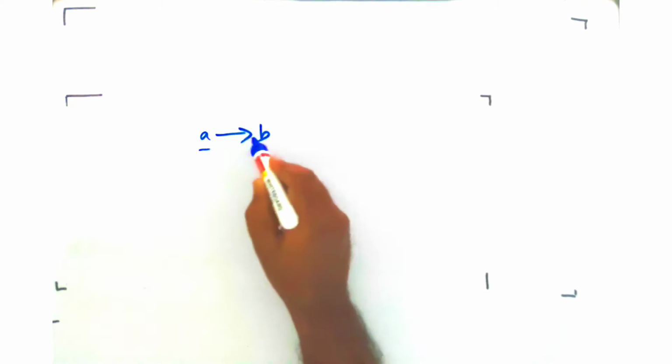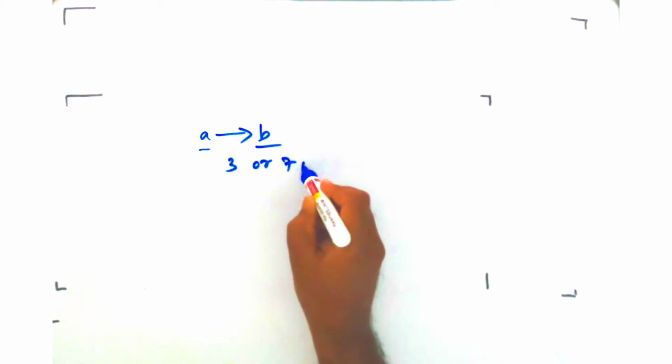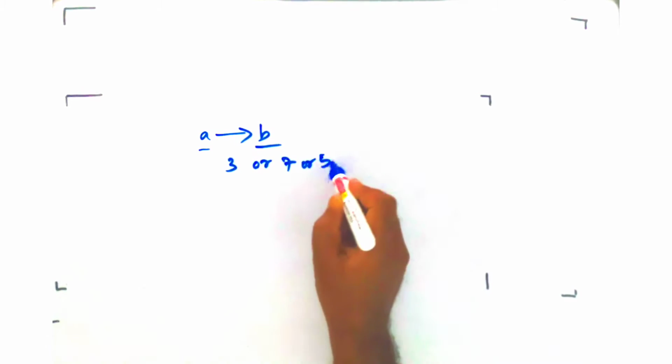Hello everyone, once again welcome to the video. In this video we are going to see an important question. Why is it important? Because it is frequently asked in Staff Selection Commission exams. We are all familiar with this question: find the number of numbers from a fixed number to a fixed number which are divisible by 3 or 7 or 5, etc.